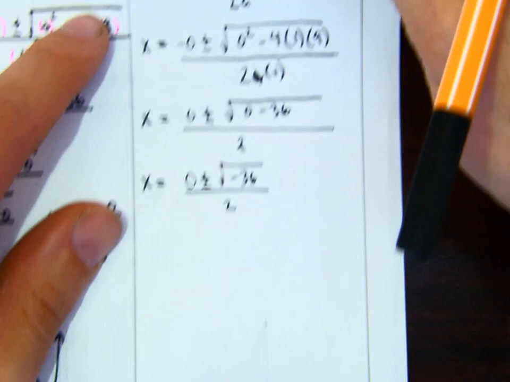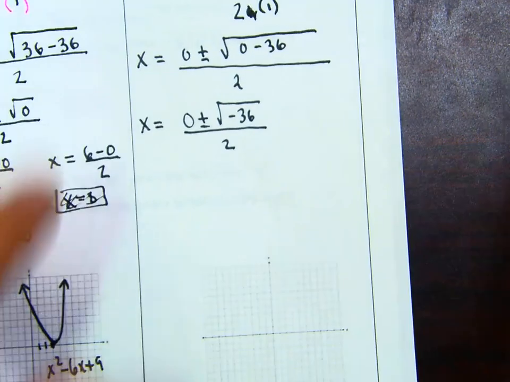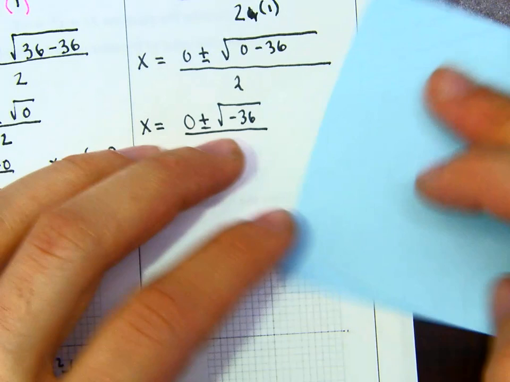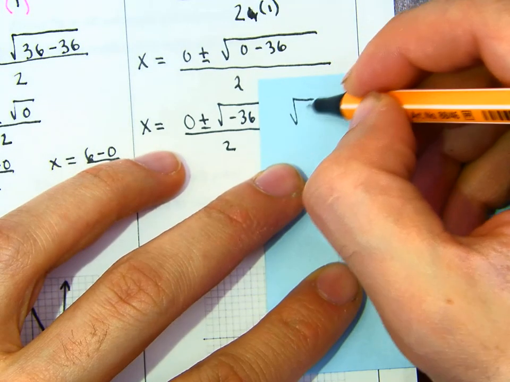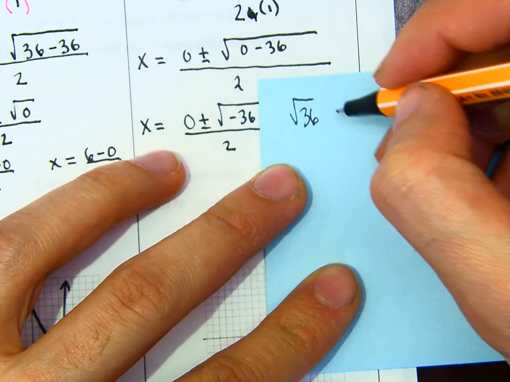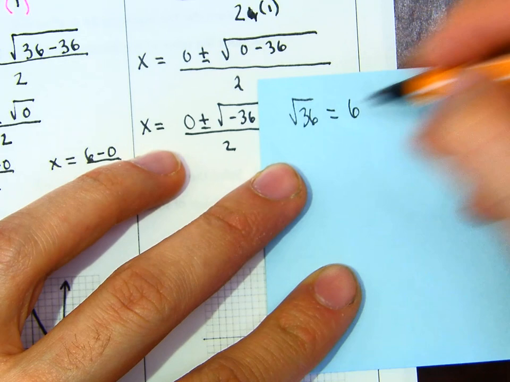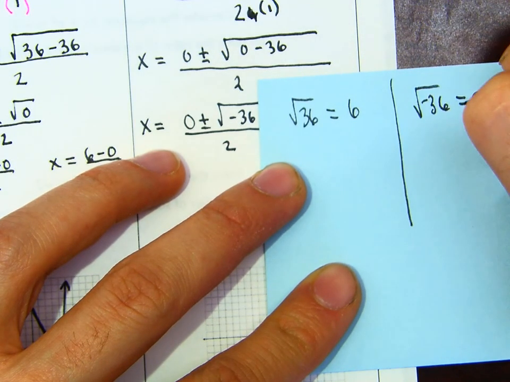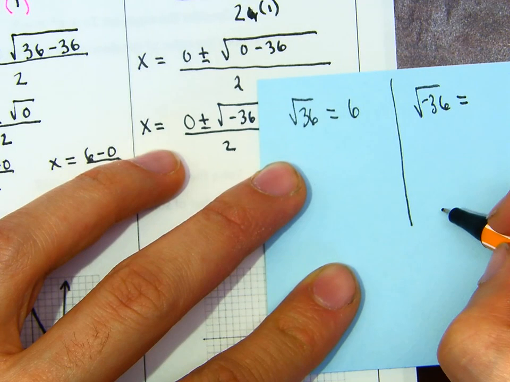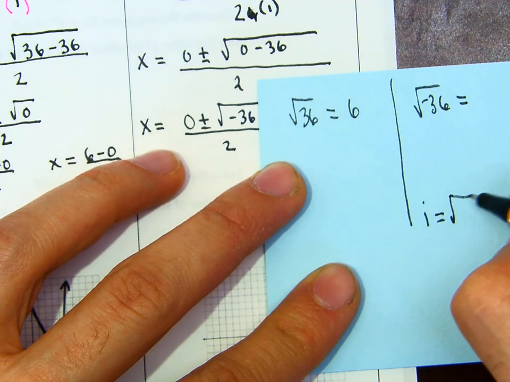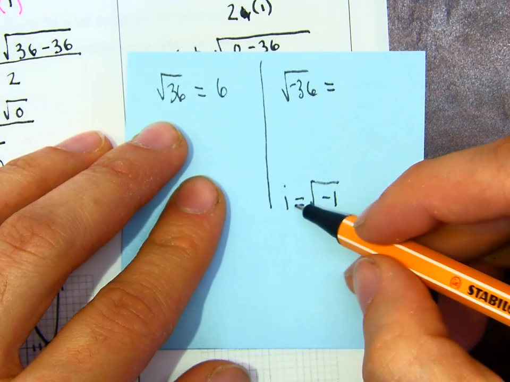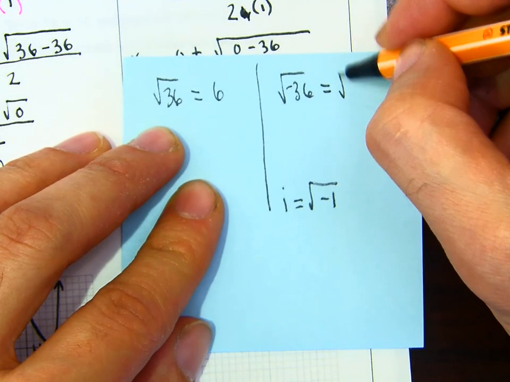Then you ask yourself, how do you continue? Well, we just have to remember that rule. If we asked you what the square root of 36 is, you said 6, because 6 times 6 is 36. But what's the square root of negative 36? You have to use the idea that i is equal to the square root of minus 1, which we covered in class. So watch the magic here.